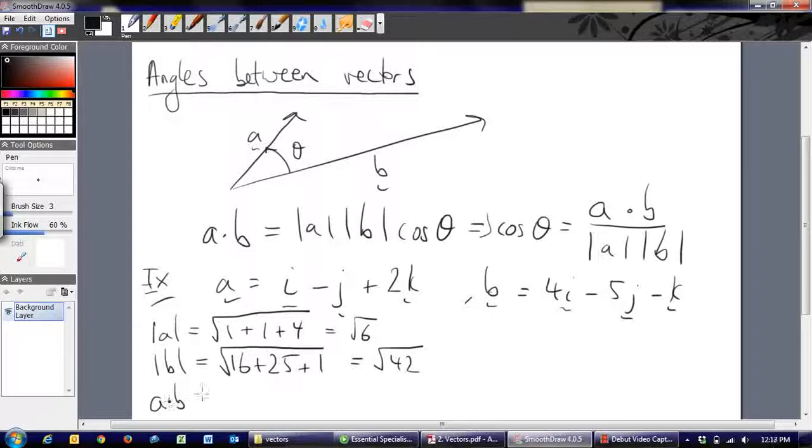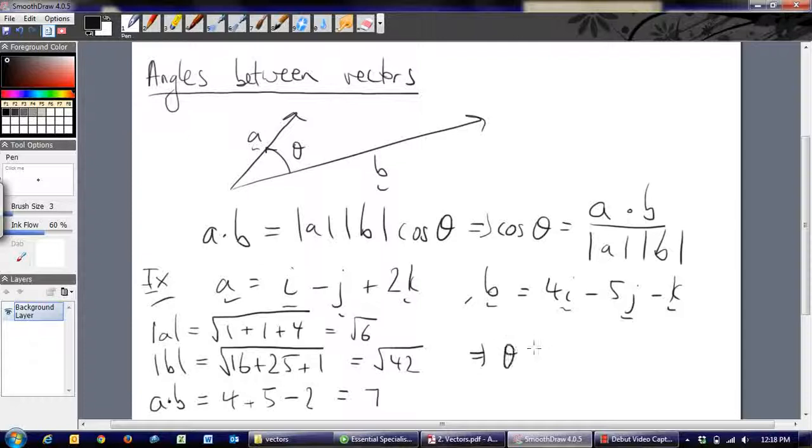And then also we've got our dot product. A dot B is equal to, what's the dot product? 1 times 4 is 4. Negative 1 times negative 5 is positive 5. And 2 times negative 1 is negative 2. So A dot B is equal to 9 minus 2, which is equal to 7.